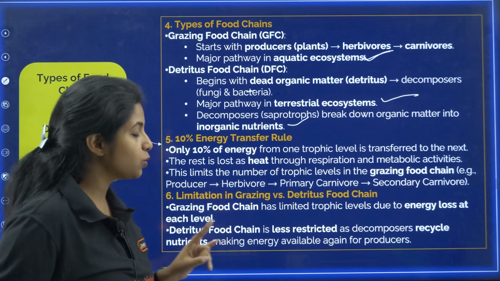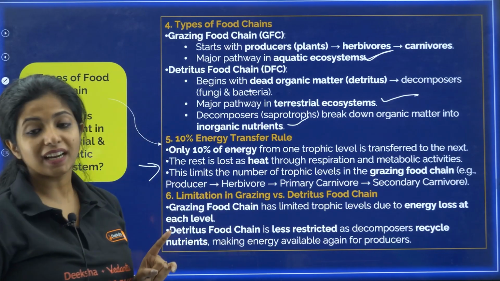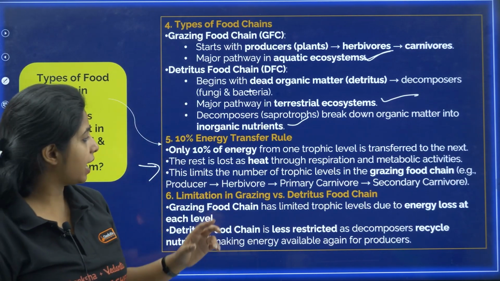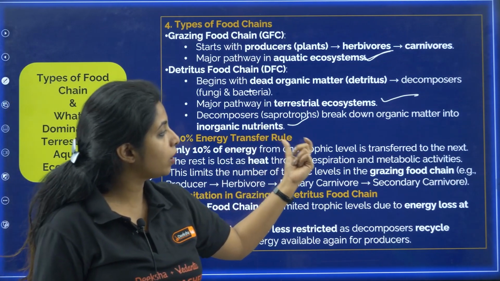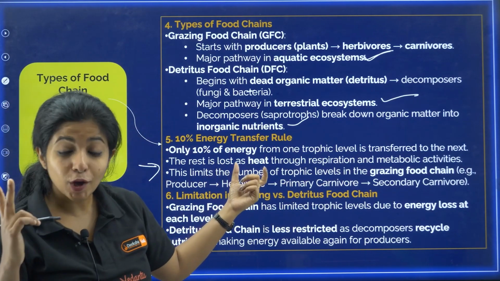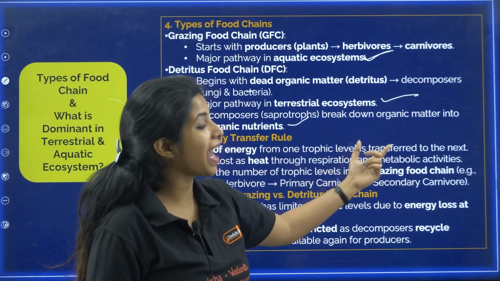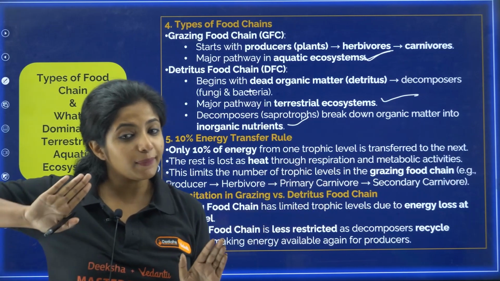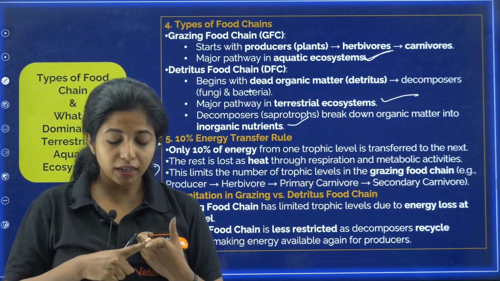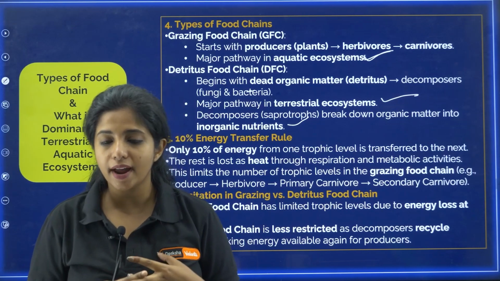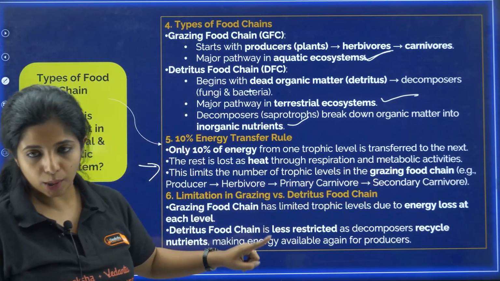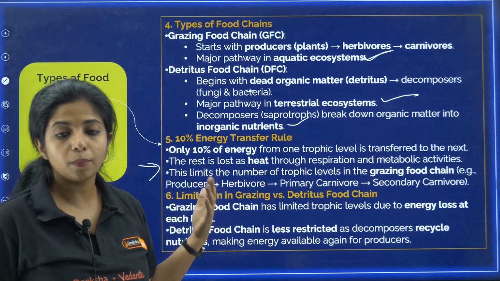Okay. Now, there is one very important rule, that is the 10% law of energy, or 10% rule of energy. It says that only 10% of the energy from one trophic level is transferred to the next. The rest is lost as heat, the second law of thermodynamics, through respiration and metabolic activities. Otherwise the organism which is utilizing it will be using it for respiration, metabolic activities and everything. Now, this limits the number of trophic levels in the grazing food chain.